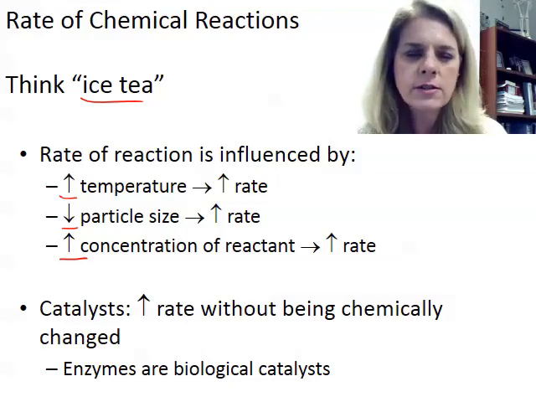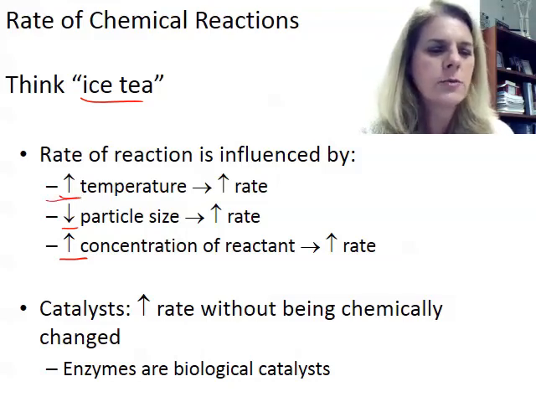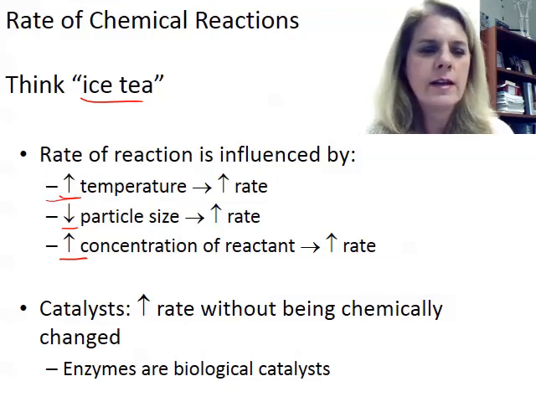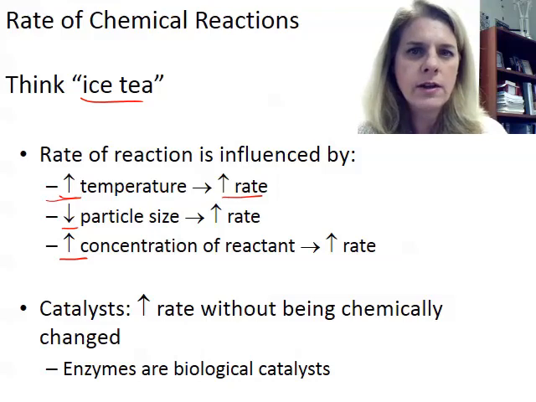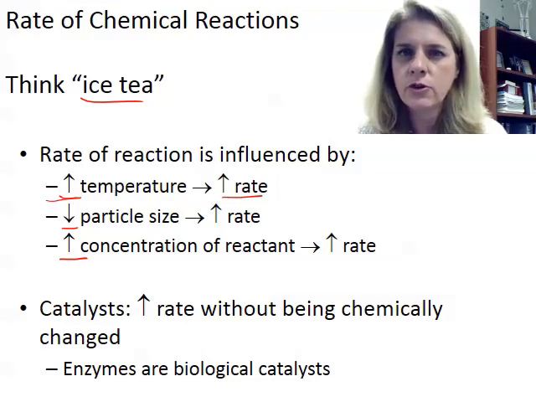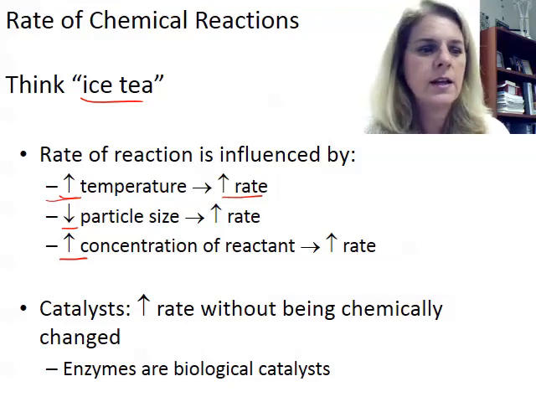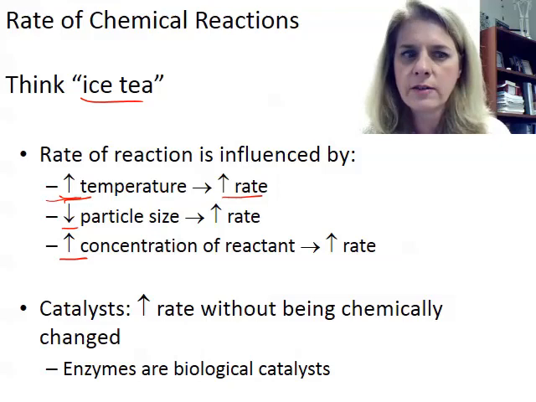So the first thing you can do is you can increase the temperature. And that will increase the rate at which the sugar dissolves and the tea becomes sweet. We all know that sugar dissolves a whole lot faster in hot tea than cold tea. So the first key to making sweet tea is add your sugar when the tea is still hot. Increase the temperature, dissolve the sugar faster.